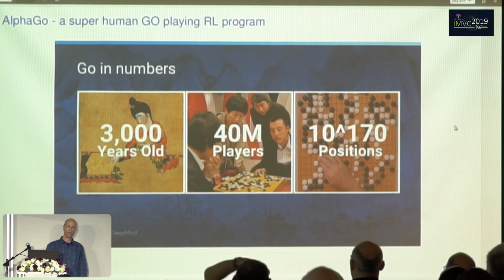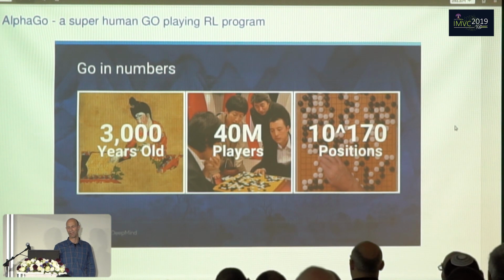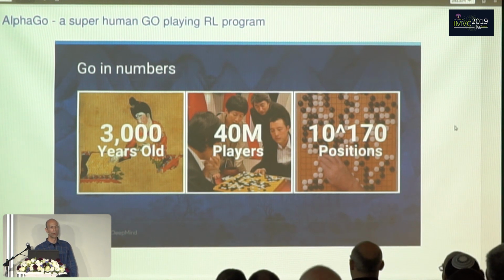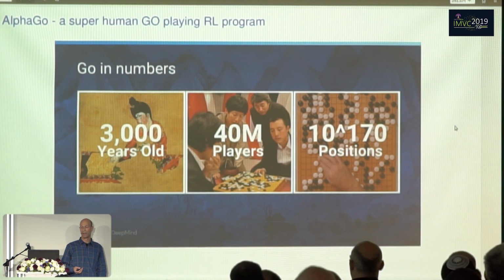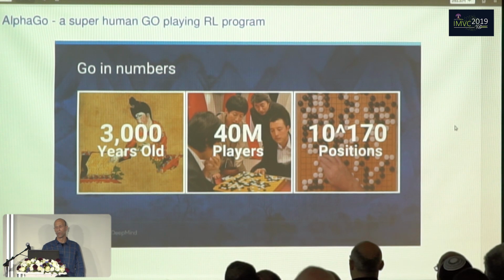Okay, let's go to another big success of RL, the AlphaGo program. AlphaGo is a superhuman Go playing RL program. And for those of you who don't know Go, Go is an ancient game, 3,000 years old, highly popular in East Asia. It has 40 million players.